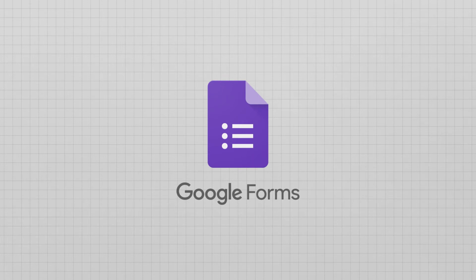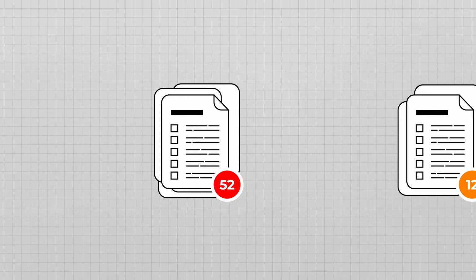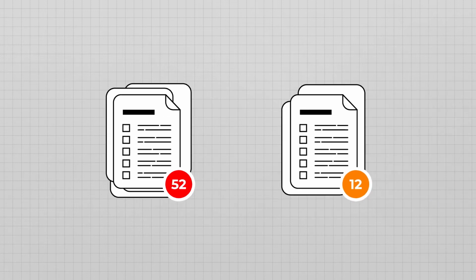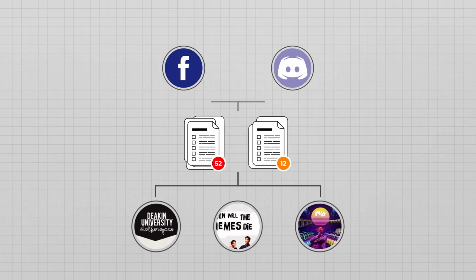So we did our surveys using Google Forms. We did 2 of them. The first one currently has 52 responses and the second one has 12. We sent these out to lots of places like the Stalker Spaces, so Swinburne, Deakin and Monash Stalker Space, as well as various group chats on Facebook and Discord.